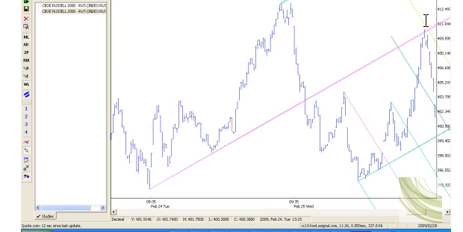Also, this helped you find the top, right? So here you have several things telling you that this is probably the end of the move.